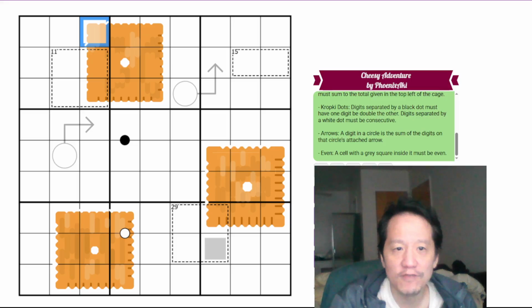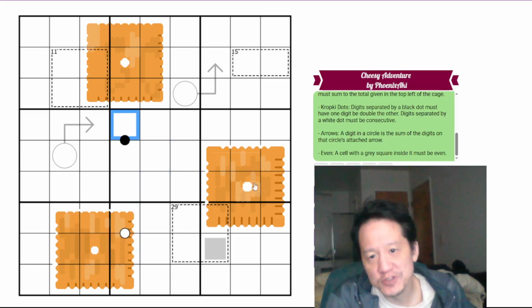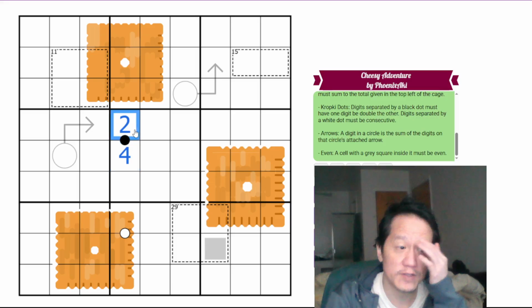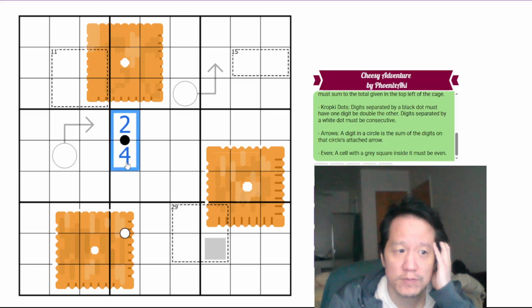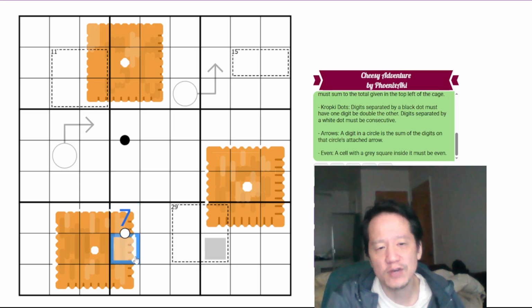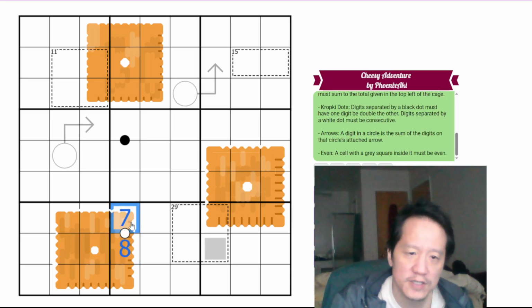You also have Kropke dots, where digits separated by a black dot must have one digit be double the other. Digits separated by a white dot must be consecutive. So, for example, if this were, say, a 2, this would have to be a 1 or a 4, because one of these digits must be double the other one, or basically they must be in a 1 to 2 ratio. If this digit were, say, a 7, this would have to be a 6 or an 8, because these digits must be consecutive. And that's how Kropke dots work.